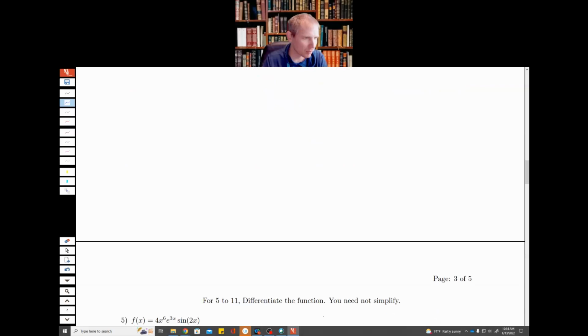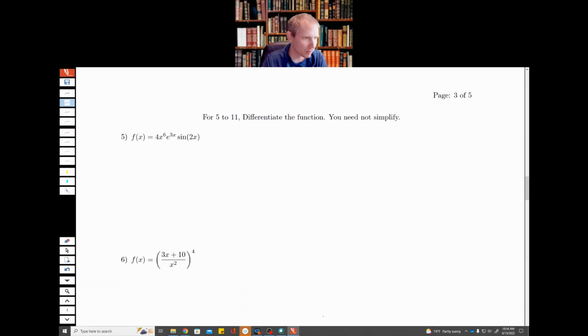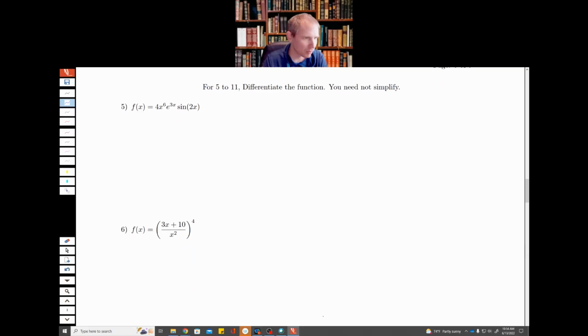Five. On problem 5, what makes this one challenging, I think, is that when I look at this, I see 3 multiplied pieces. But our product rule only works for 2. So what I'm going to do is break this up into 2 multiplied pieces. That's how my product rule works.